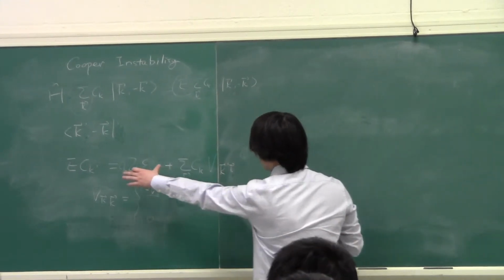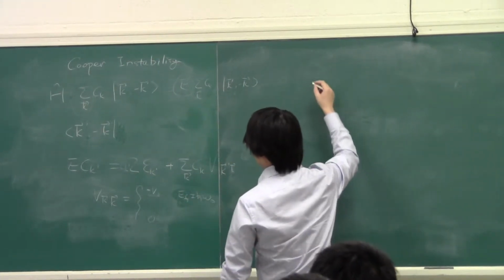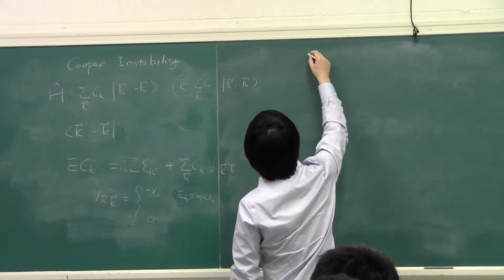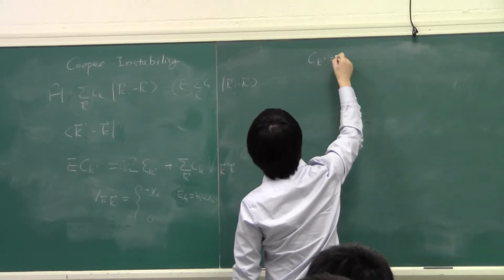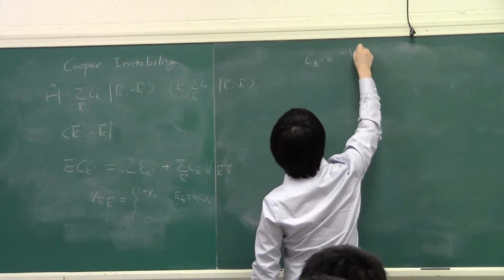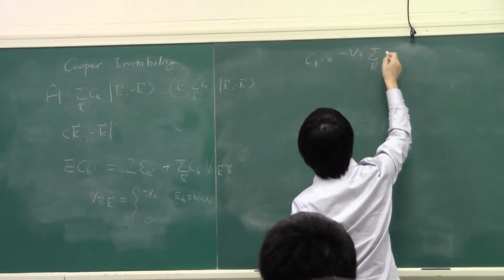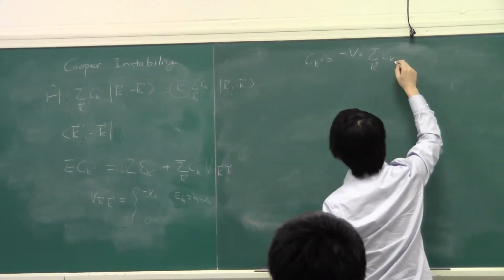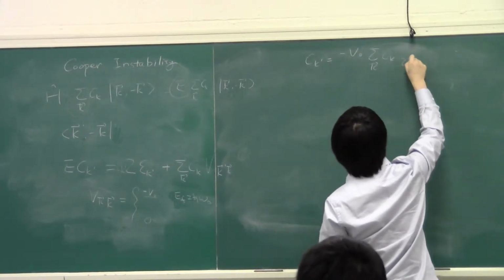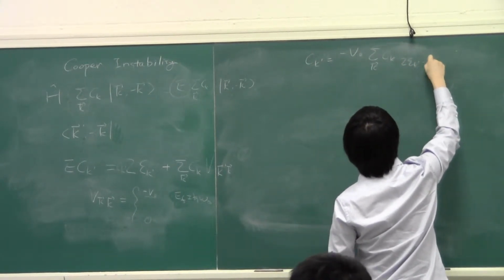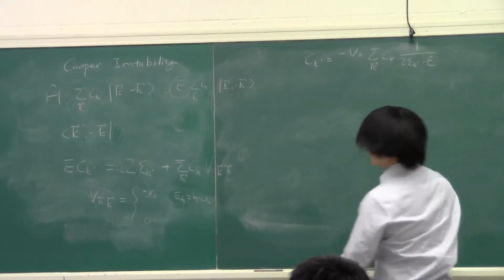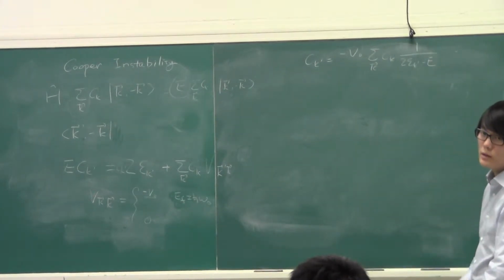So now let's just rearrange some terms. Okay. So what we find is c_k prime is equal to minus V naught summation over k, c_k over 2 epsilon k prime minus E. Right? Something like this. Okay.